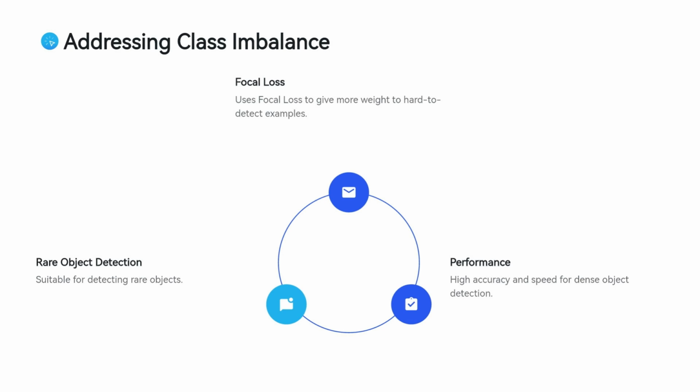RetinaNet achieves high accuracy and is especially good for detecting dense objects or rare objects in images, making it useful in applications like detecting small objects in satellite imagery or identifying rare species in wildlife monitoring.